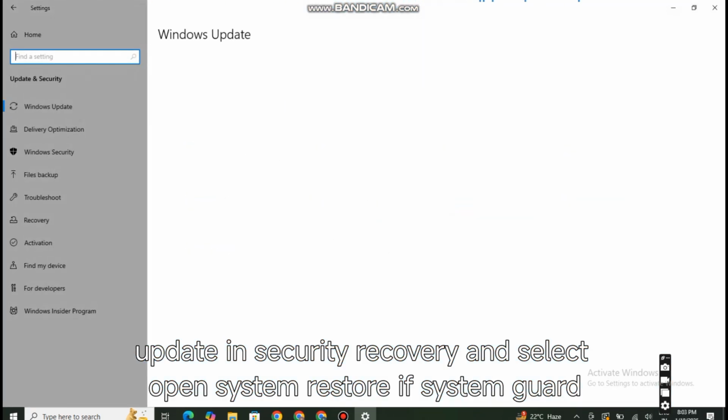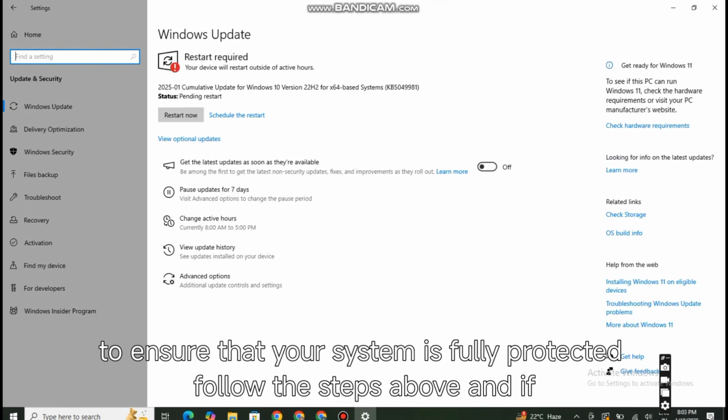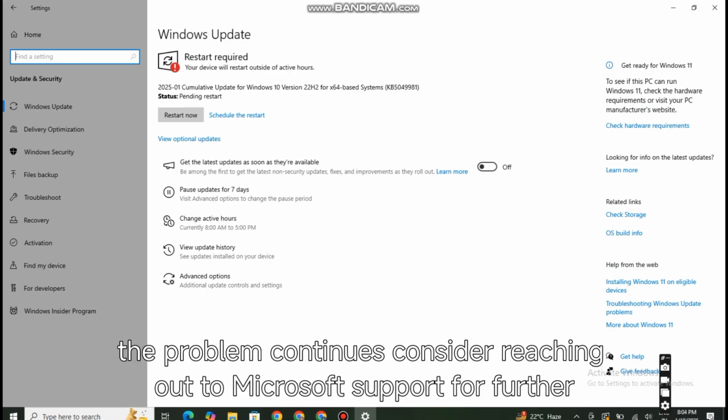If System Guard Runtime Monitor Broker.exe is continually terminating, it's important to ensure that your system is fully protected. Follow the steps above, and if the problem continues, consider reaching out to Microsoft support for further assistance.